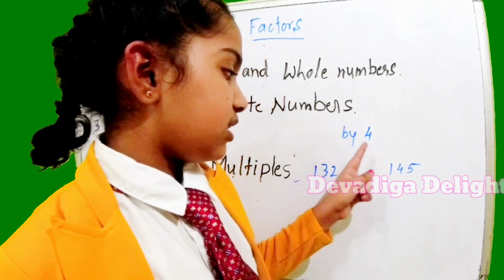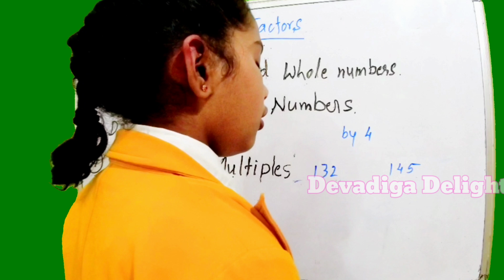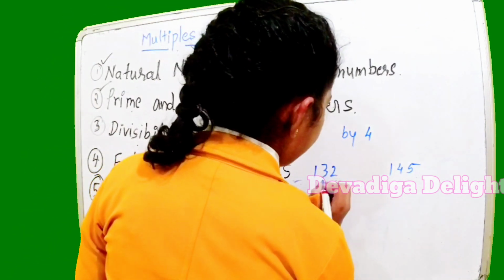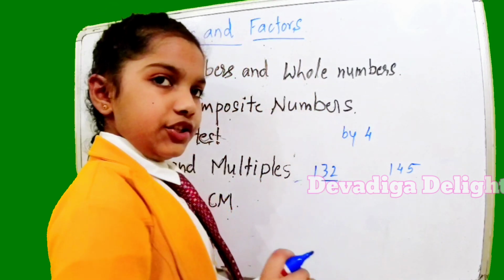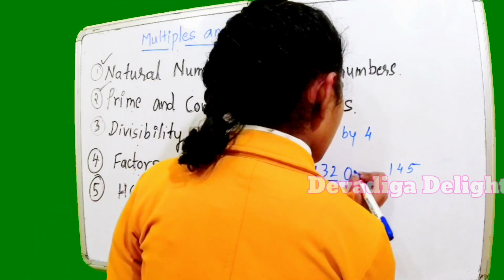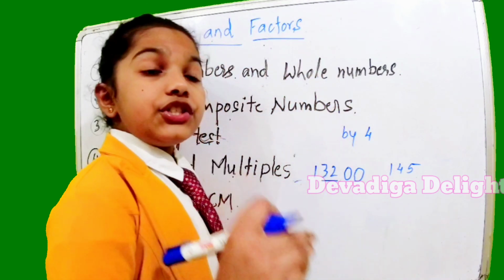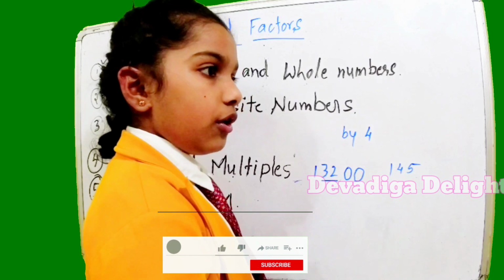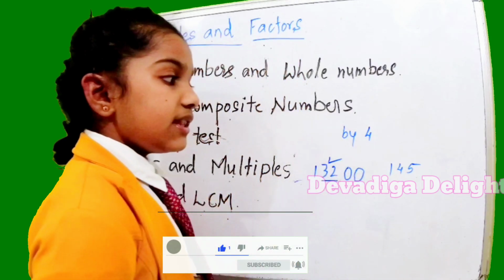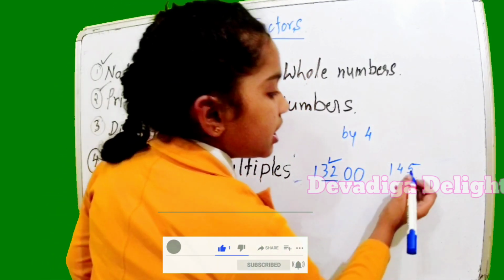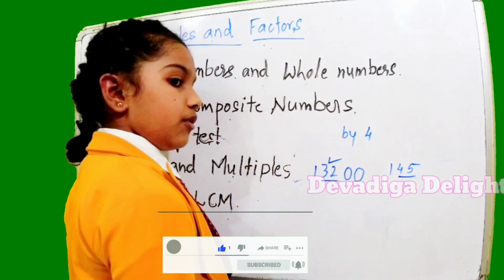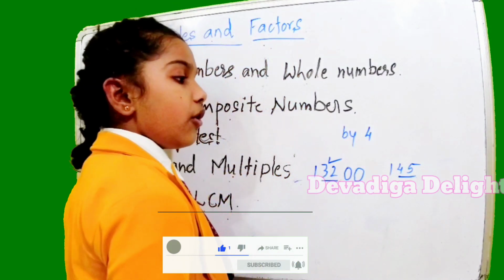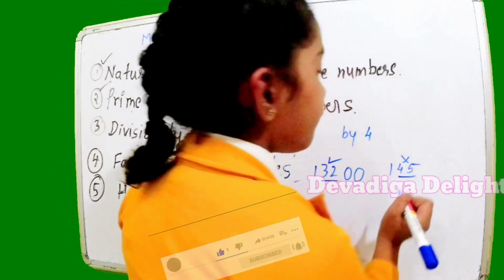Now we will see the divisibility test by 4. For the divisibility test by 4, you have to check the last 2 digits, which are the tens and ones. Both should be 0, or the number should come in the table of 4. 32 comes in the table of 4, so this is divisible by 4. In this number, 145, the last 2 digits are not 0, and it does not even come in the table of 4. So this is not divisible by 4.